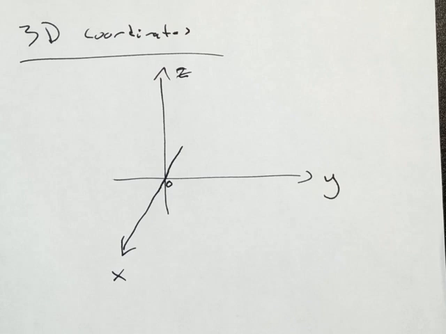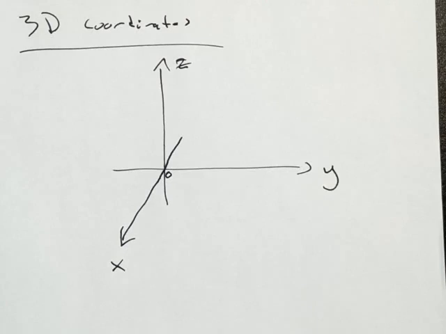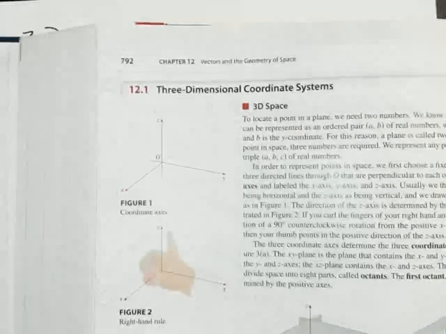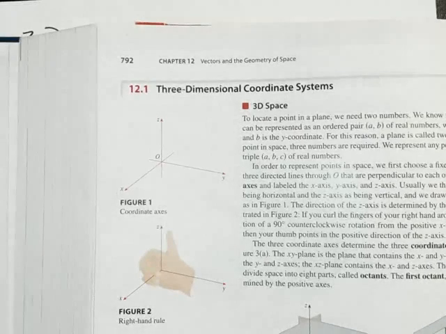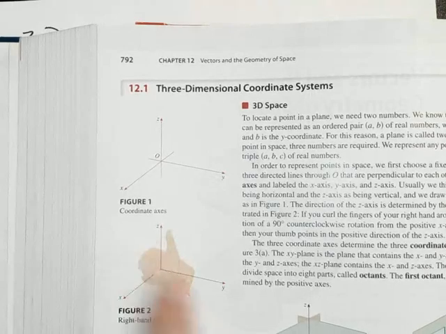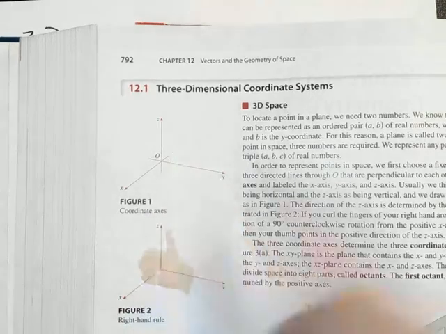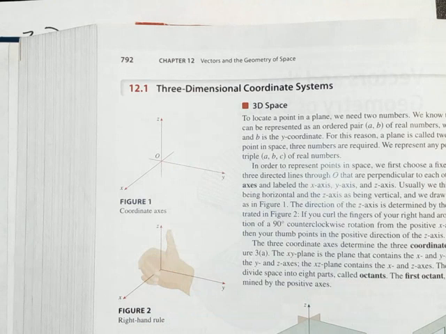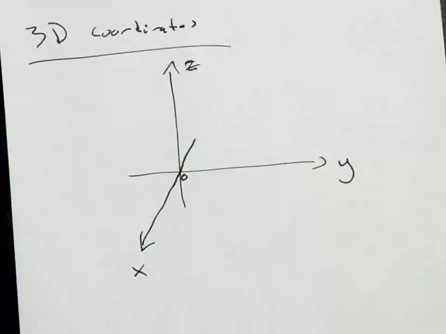Okay. There's a picture in the text on page, I wrote it down, but I think this is for the wrong edition of the textbook. There's our hand. First finger in the x direction, second finger, we curl around. Okay.